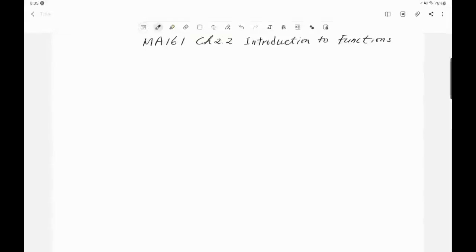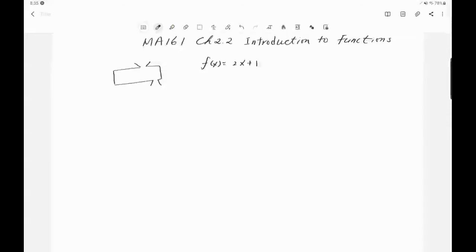Okay, chapter 2.2, Introduction to Functions. The functions means we have to know the definition of functions. Whenever there is an input, let me draw a little diagram like this. So I'm going to put an input. Usually we write a function like this, f of x equals 2x plus 1, for example.